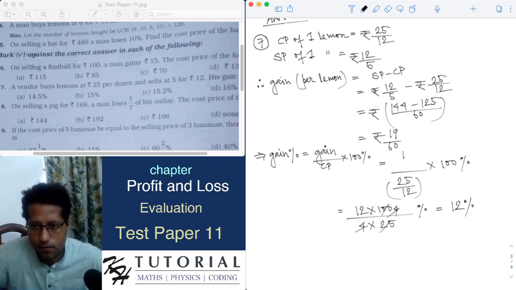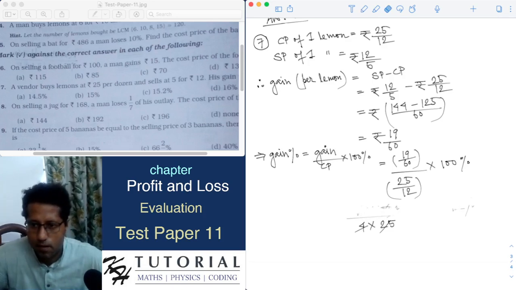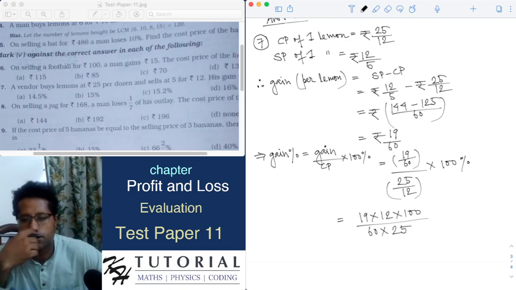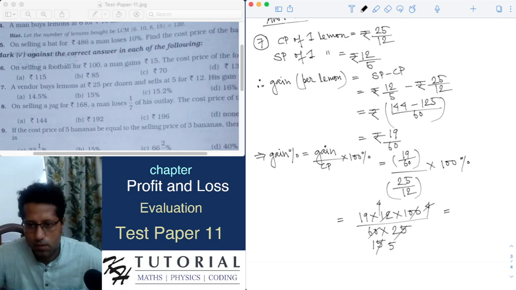Now, this is 19 by 60 divided by 25 by 12. So this is equal to 19 into 12 into 100 divided by 60 into 25. Simplifying, this is equal to 76 by 5 percent, which is 15 and 1/5 percent.